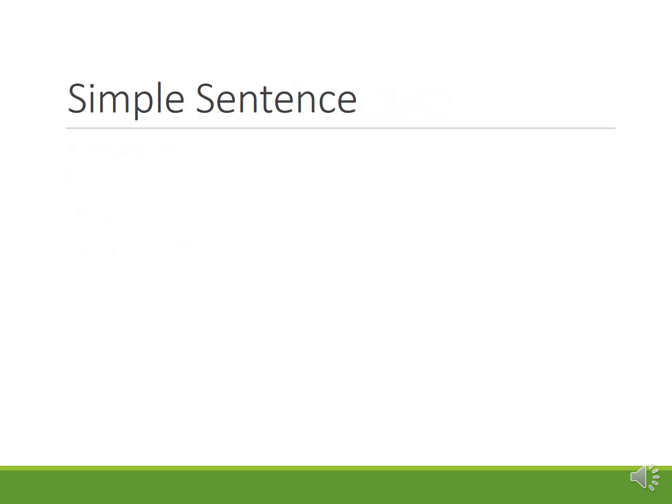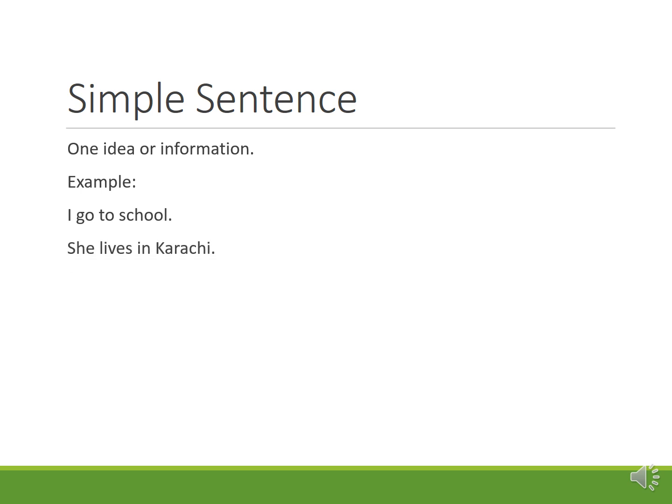Next one is simple sentences. A simple sentence has only one idea or one piece of information. For example, I go to school. She lives in Karachi. It rains. The sentence is short and clear. It has one subject and one action to be performed.